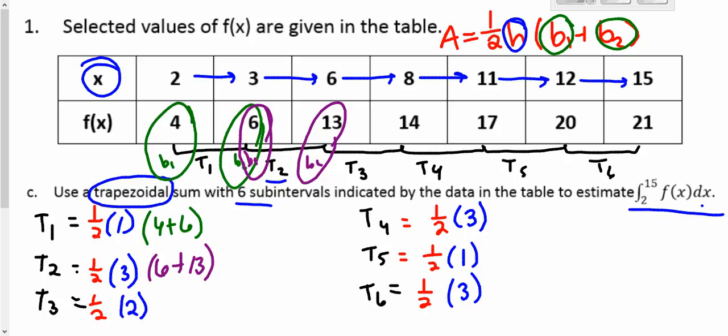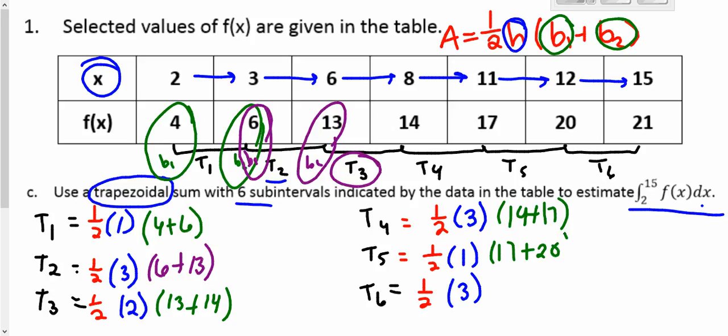And the pattern continues. For T3, we will have 13 plus 14. For T4, we will have 14 plus 17, and then 17 plus 20, and then 20 plus 21. You will have a calculator on your quiz, so no need to worry about that.